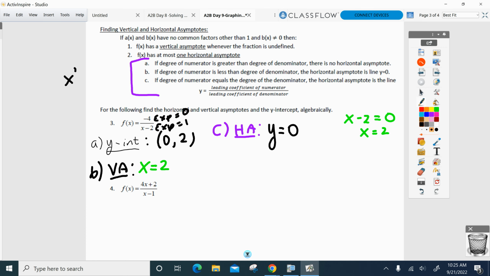Are you okay on how I determined which one had the higher and how I determined this was 0 and this was 1? We're all good? Oh, though. Bonus questions. Bonus. Part D. What's the domain?